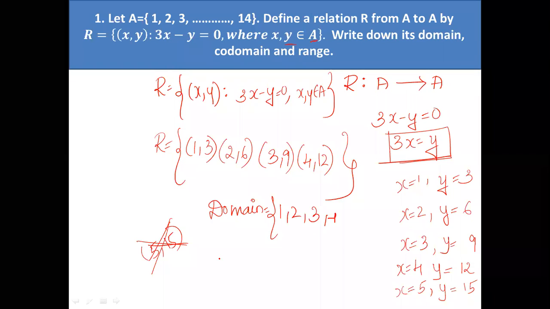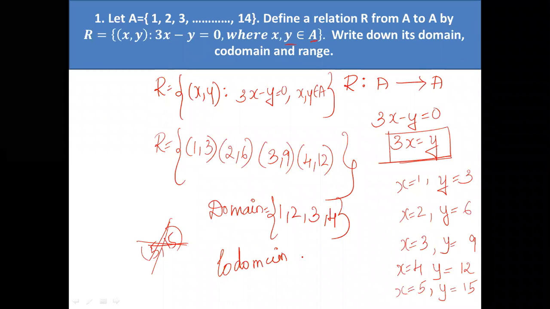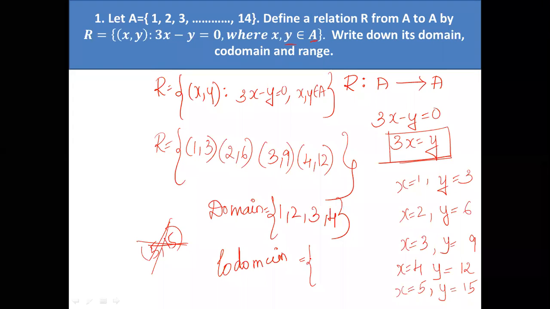Good. Next, what is the codomain? What is the answer for the codomain? 1 to 14. I'm not asking range. Purnima, don't confuse yourself, it is codomain I'm asking. Codomain goes from where to where? It goes from A to A. So codomain is 1 to 14, or you can write it as A.